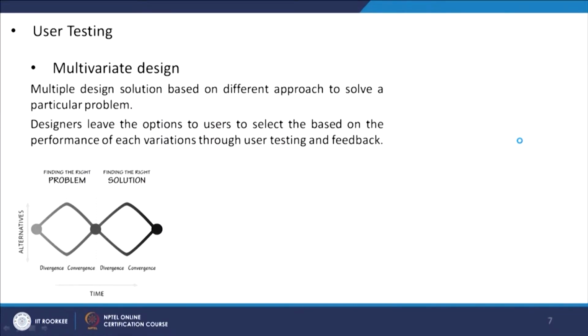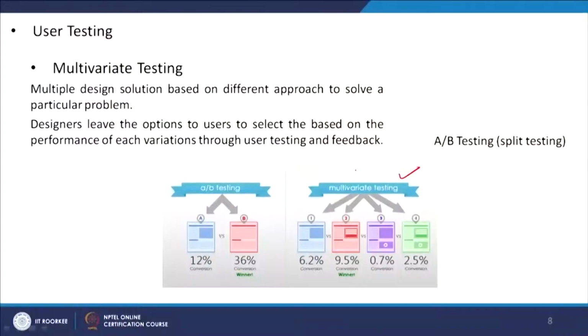So in this double diamond method, we create a multivariate design in the second phase, the second diamond, which is the solution. This multivariate design should go for testing, so that we can find out which solution works best for the required user experience and the target audience. Here we create multivariate testing and A/B testing, which we have discussed briefly earlier.